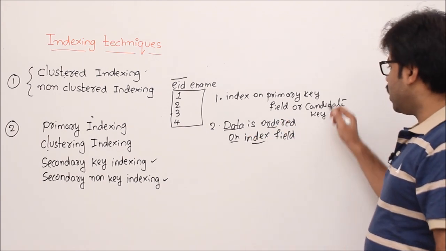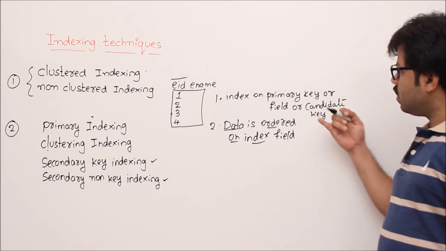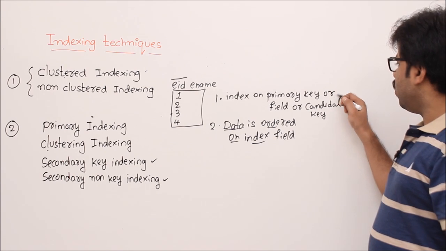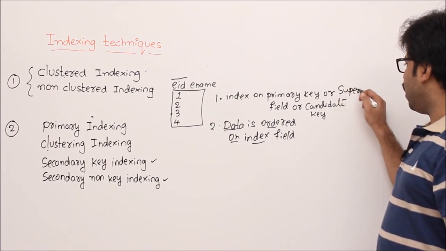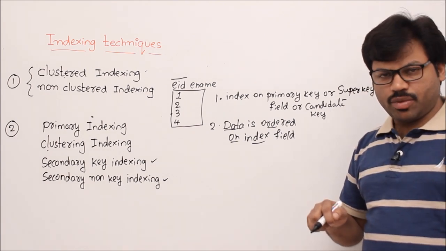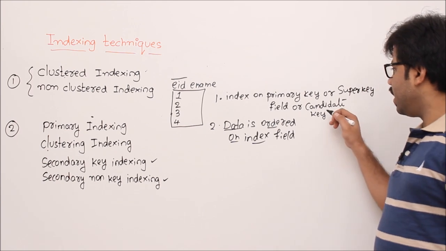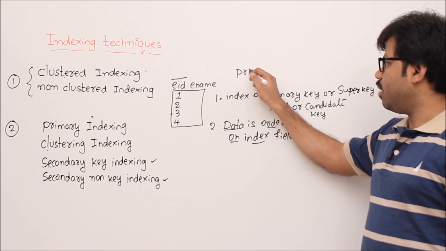Okay. And one more thing. This is not compulsory to be a candidate key. At least your key should contain some candidate key. That means your key can be a super key also. That means you are creating an index, and that index may be a primary key, otherwise a candidate key, otherwise a super key. So far I have not defined what a primary key is, right?